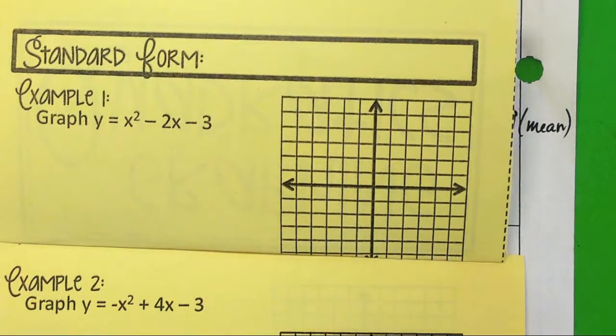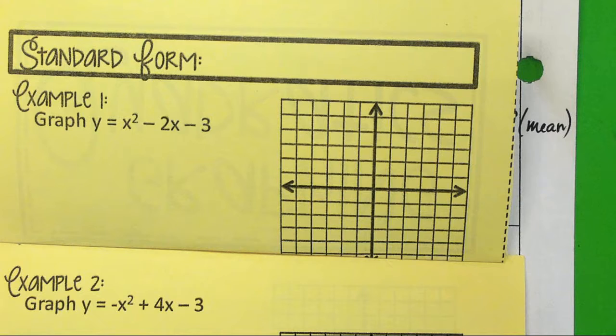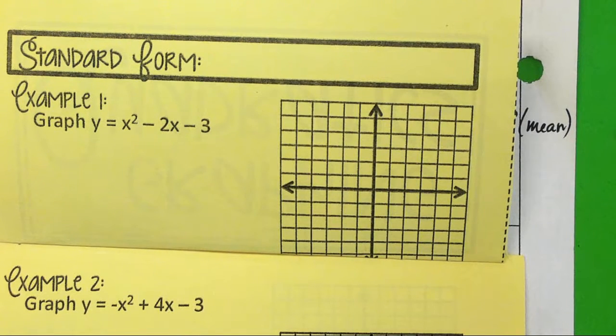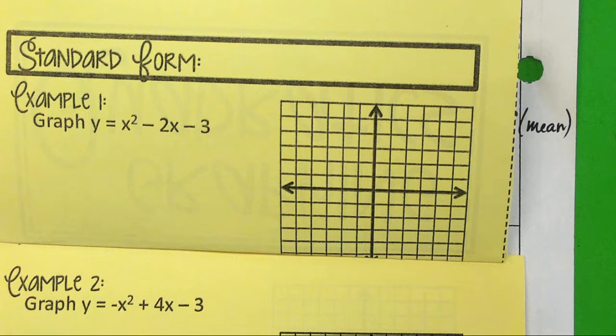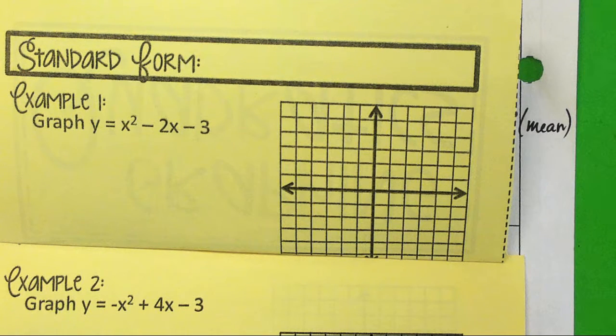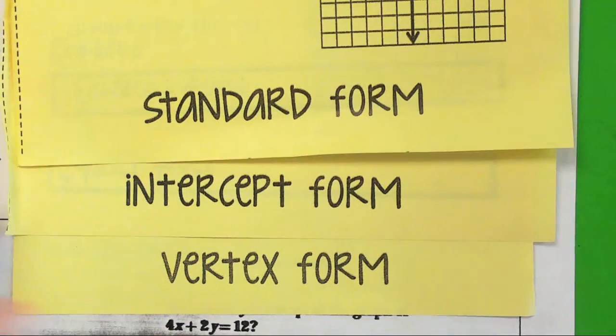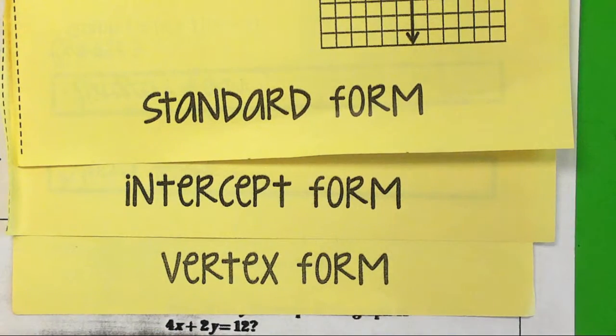Okay, so we've been talking about parabolas and quadratic functions. My learning target's kind of stinky. I can graph quadratic functions using different forms of quadratic equations, aka Miss Compton is lazy. We're going to see how to graph from standard, intercept, and vertex form, because there can be 3 different forms of this equation.